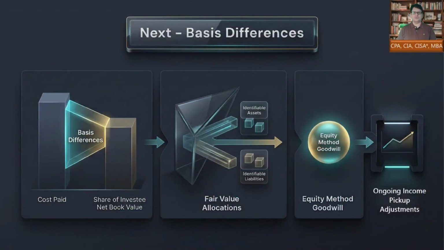In the next video, we study basis differences and equity method goodwill. This is where we ask why the price paid often differs from the investor's share of investee book value, how that difference is allocated to identifiable assets and liabilities, and how amortization affects future equity method income.